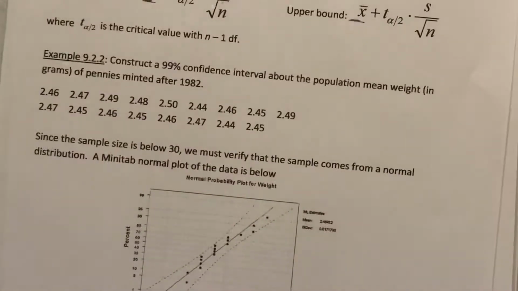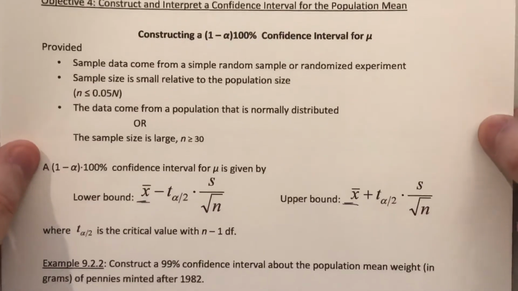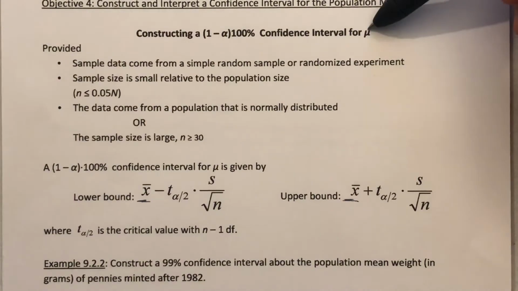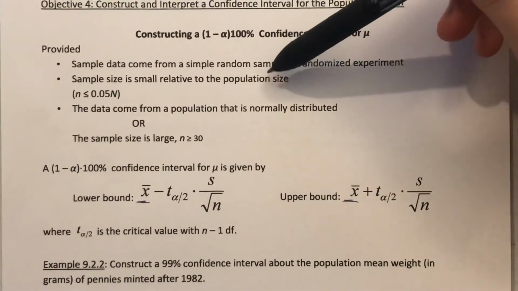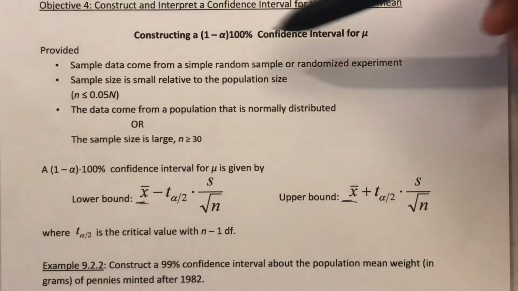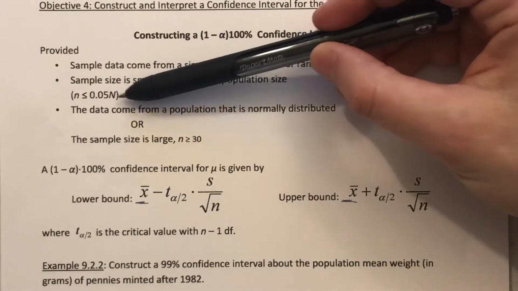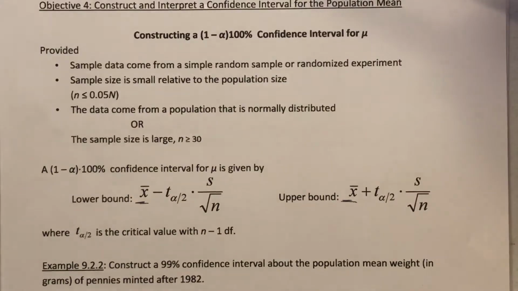Okay? So with that said, we get to the specifics of what we need in order to construct a confidence interval for mu. Now, these first couple are just kind of given. They're going to come from a simple random sample, again, the idea of having a sample size small enough that it's not too close to your population size.